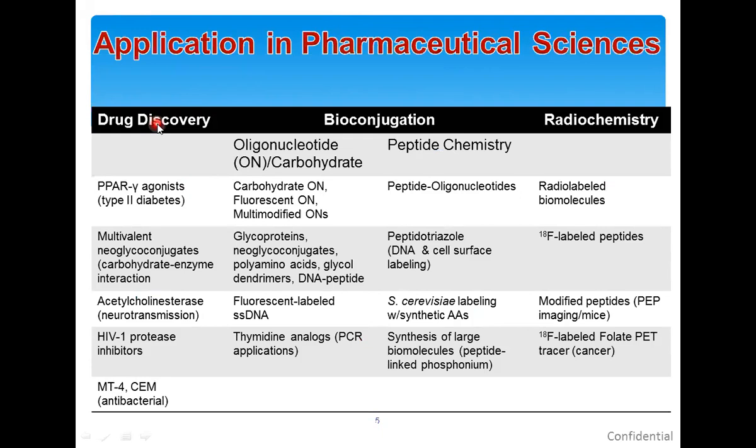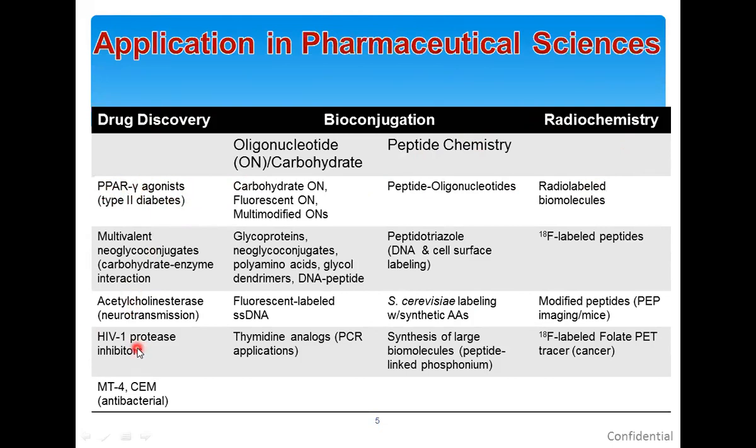It can be used in bioconjugation, and also, as you can see, in radiochemistry. Let me give you an example of how it is used in drug discovery. Click chemistry has been used, just as an example, to produce the peroxisome proliferator-activated receptor, that is the PPAR agonist, for treating type 2 diabetes. So click reaction has been used here to develop this agonist.